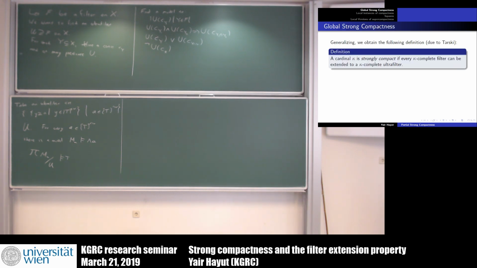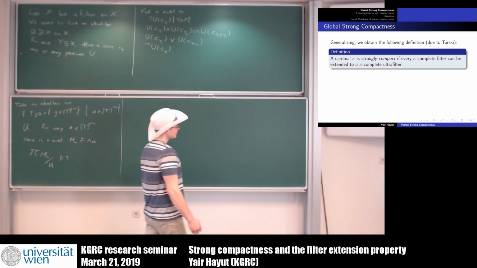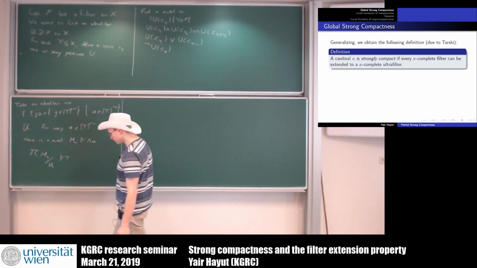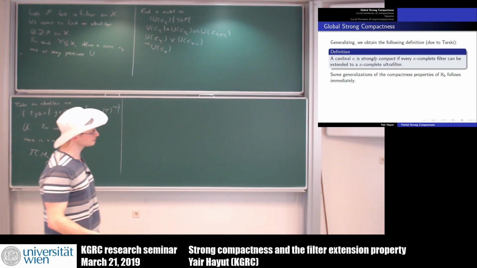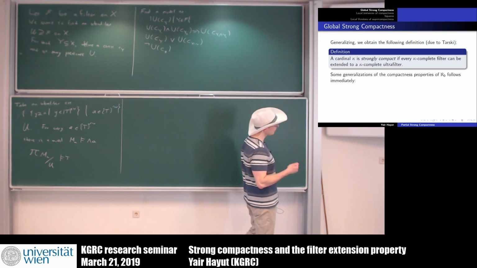Okay, so let's go to strong compactness. A cardinal kappa is strongly compact if every kappa-complete filter can be extended to a kappa-complete ultrafilter. This is just a generalization of the ultrafilter lemma. And using exactly the same argument, we can say that some generalization of the compactness properties of aleph 0 also follows immediately.